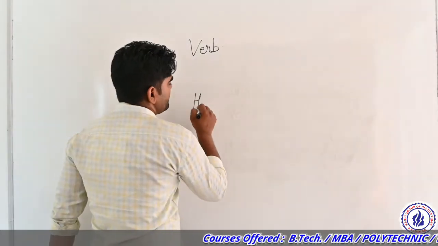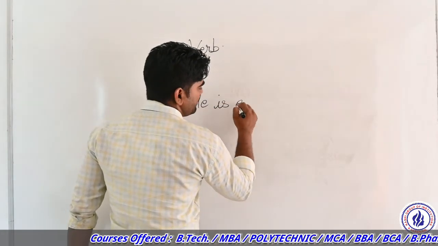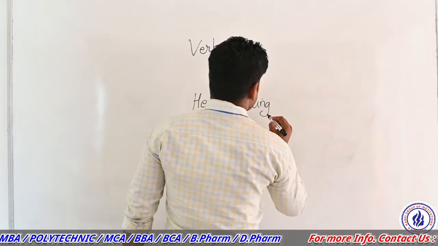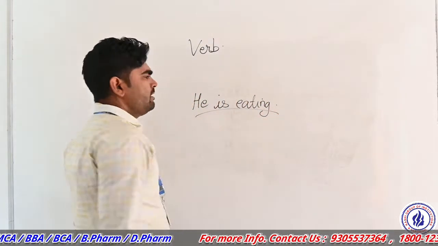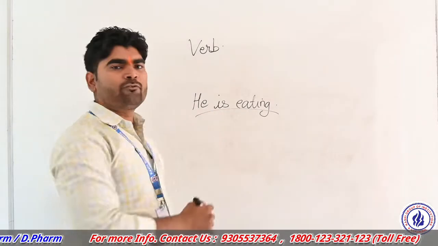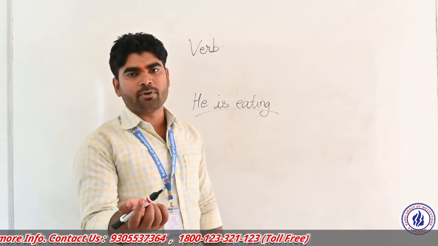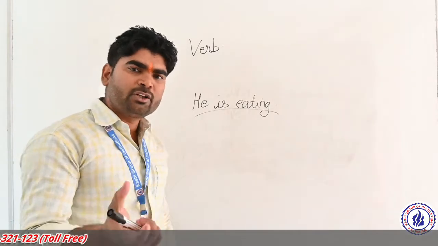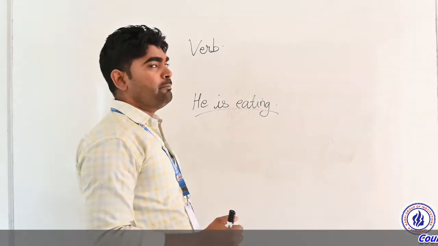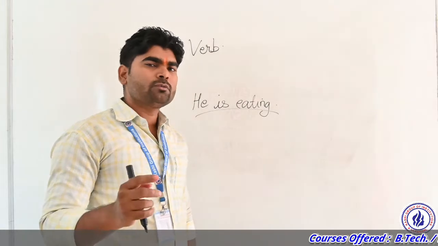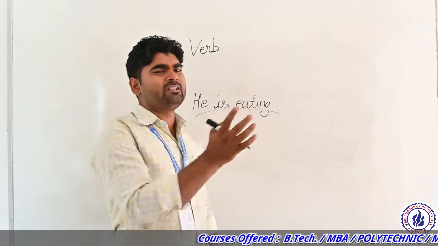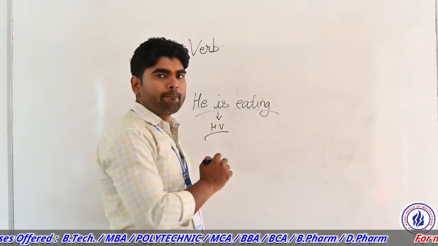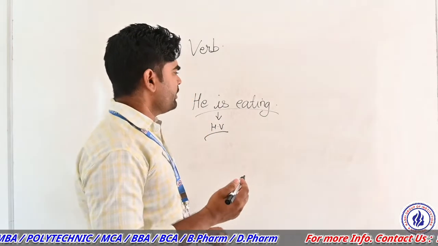Here is an example: He is eating. So you have to identify the main verb and helping verb. As I have told you, there is a trick to identify the main verb, but if you know the helping verbs, you can easily identify it. So this is your helping verb: is.